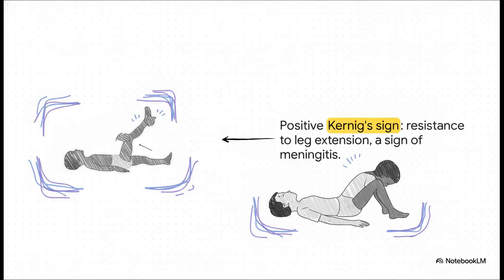And here we have a perfect example of a key physical exam finding for meningitis. This is a positive Kernig sign. You see that resistance and pain when you try to straighten the leg? That's it. And remember its partner, Brudzinski sign. That's when you flex the child's neck and their hips and knees automatically flex up. If you see these signs, your alarm bells for meningitis should be ringing loud and clear.